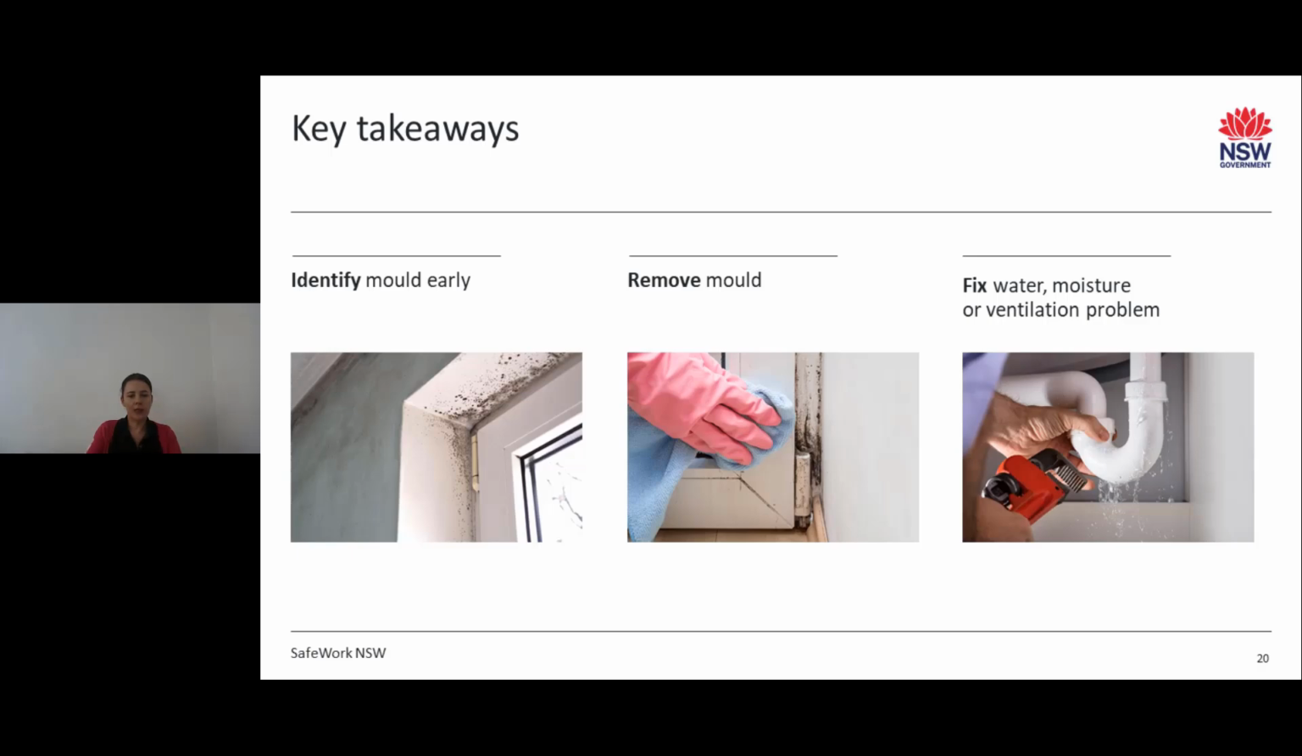Fix. Fixing the water, moisture or ventilation issue is key. Otherwise, the mould will return. For example, let's say mould has been cleaned off the wall of a bathroom in a workplace. The reason for the mould growth was attributed to a leaking air conditioning unit located in the bathroom. If the leak in the air conditioning unit is not fixed, it will continue to leak and the mould will return.